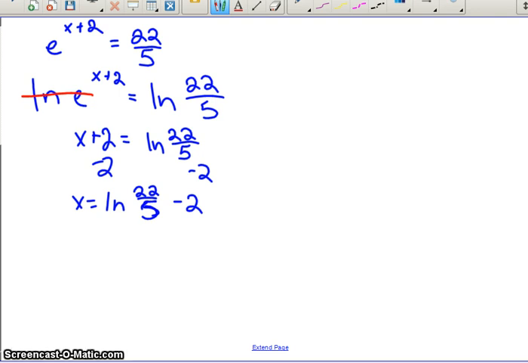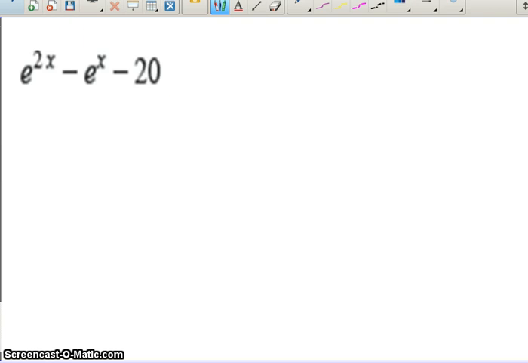Where it gets slightly more complicated is in problems like this. e to the 2x minus e to the x minus 20. All right, so this one is in quadratic form. Even though it's an exponential equation, sorry, this should be equals 0, so that it's an actual equation. Even though it's an exponential equation, it's in quadratic form.